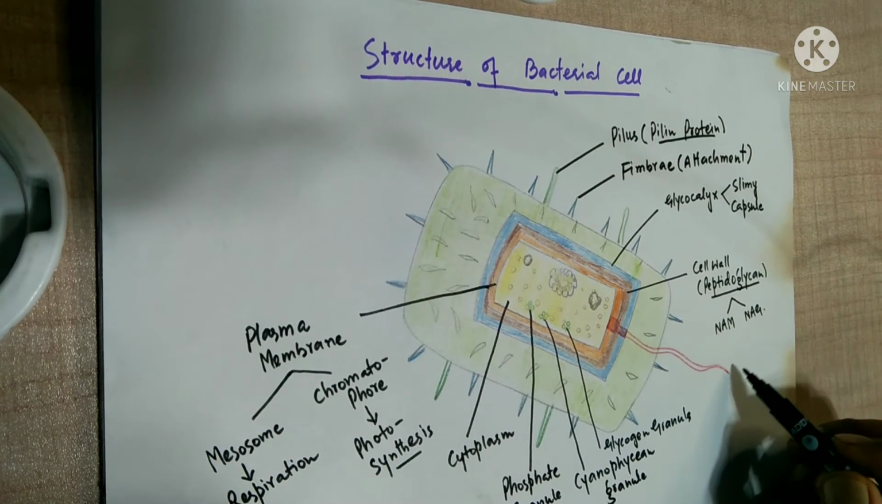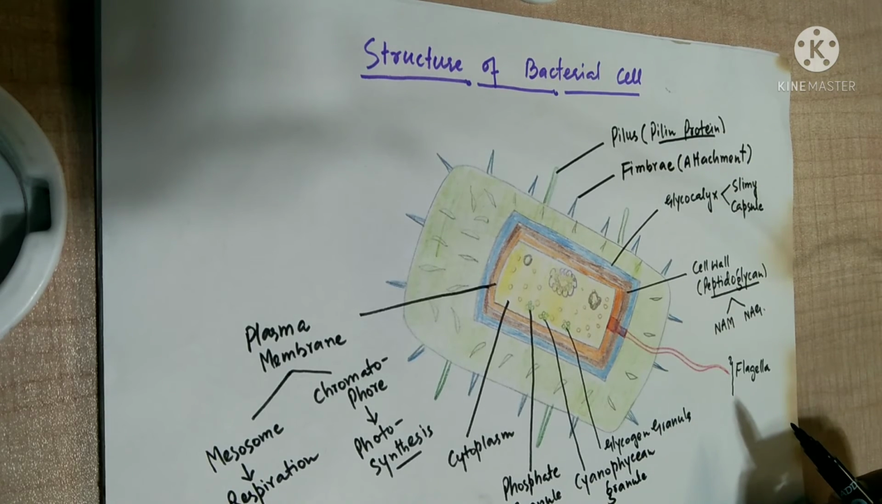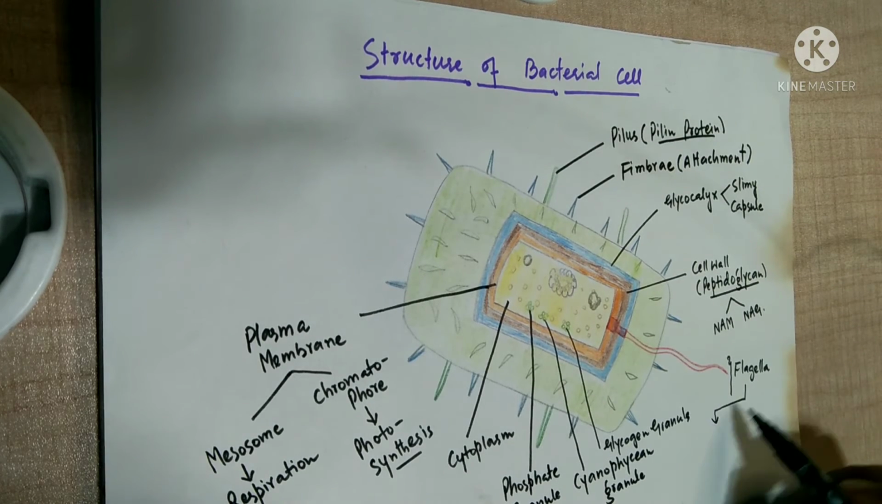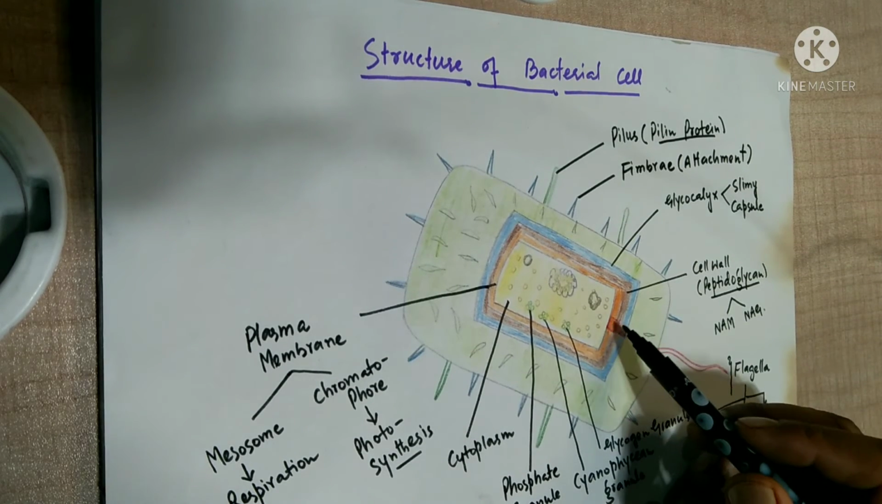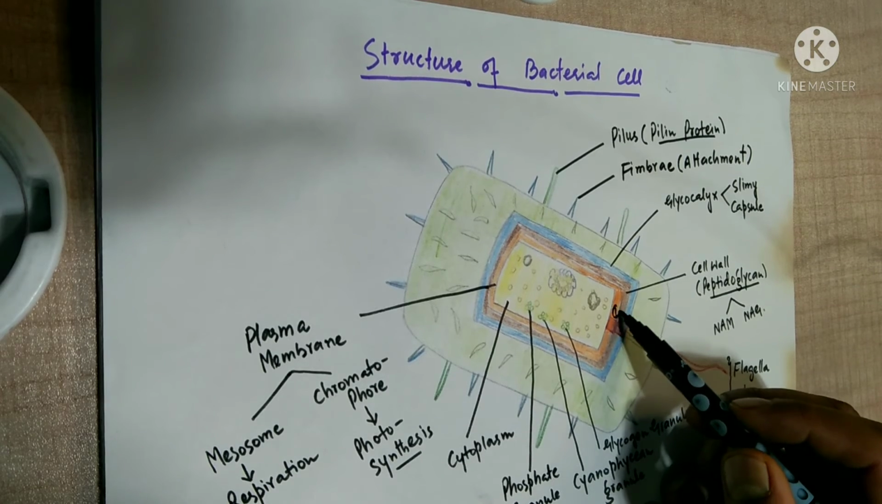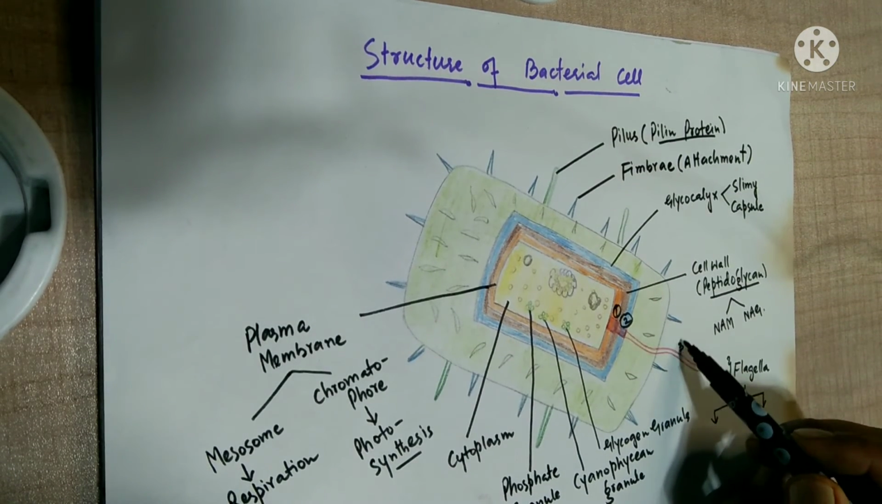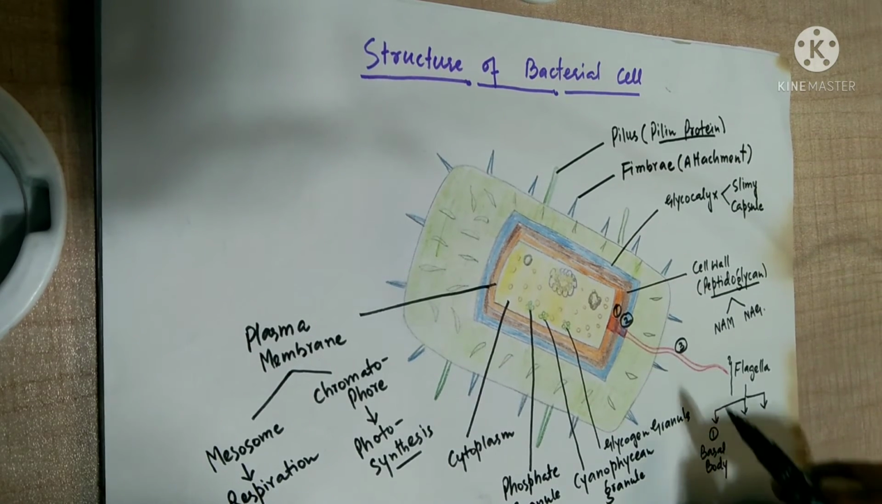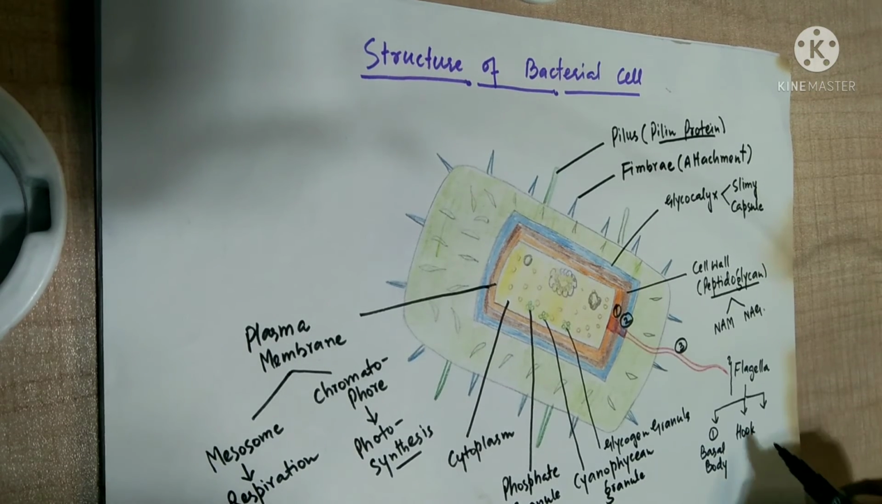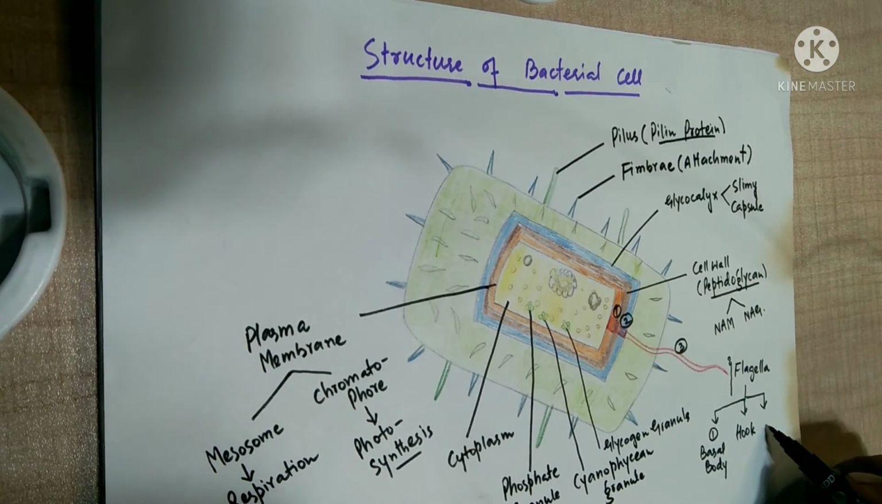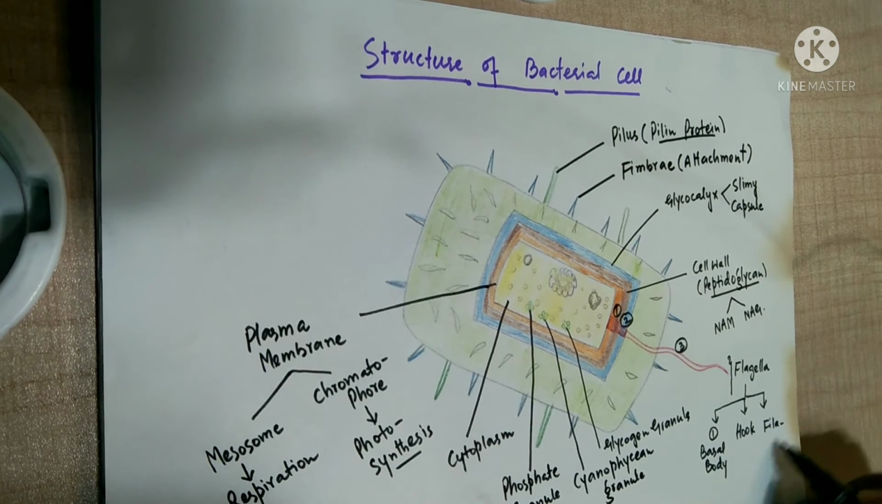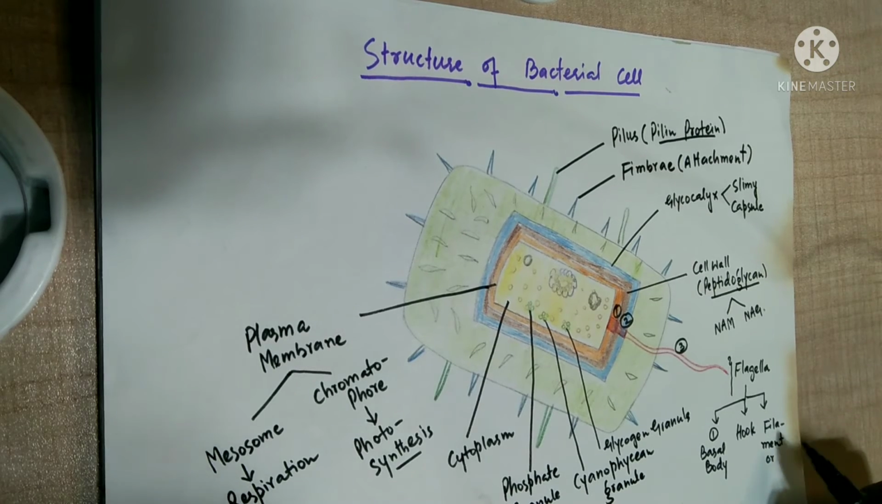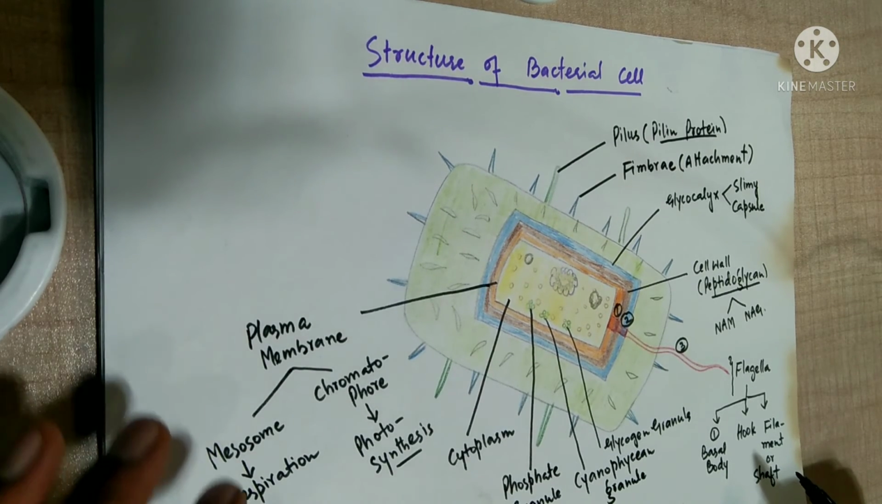This is called flagella. Flagella has three parts. This one is the first part, this is the second part, and this is the third part. The first part is called basal body. Second part is called hook. Third part is called filament, or it is called shaft. So remember, it's called a shaft.